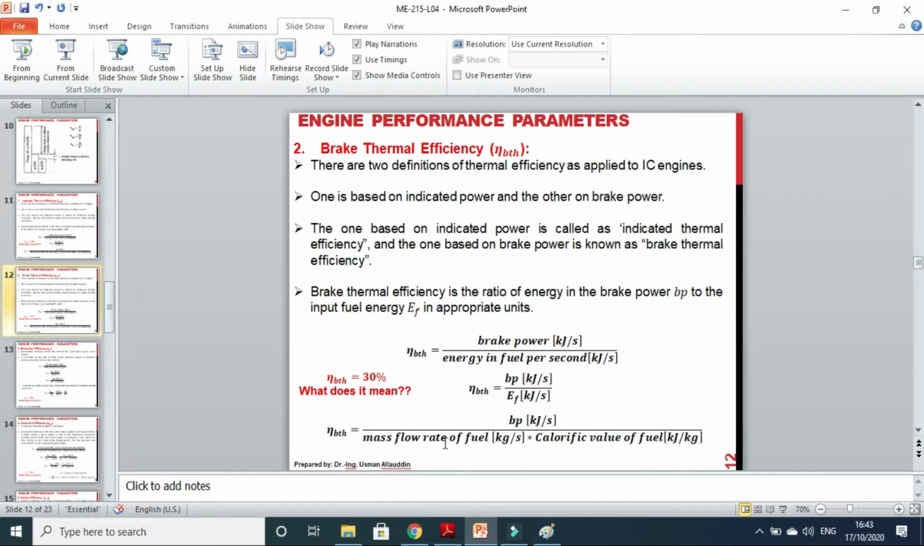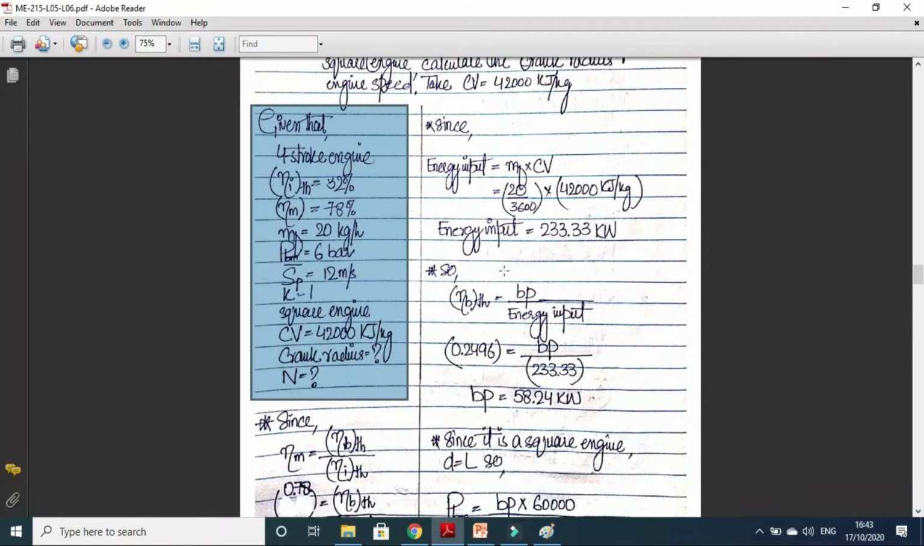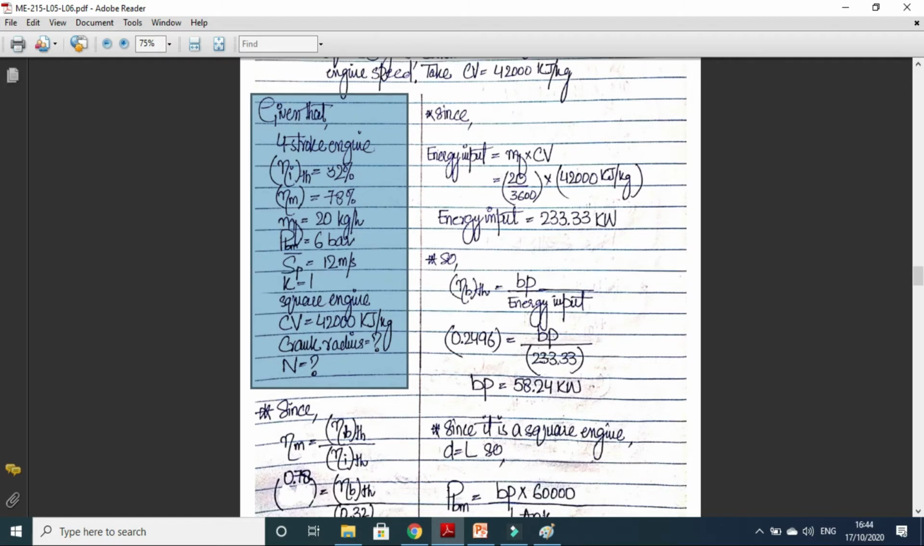Energy of the fuel can be found by multiplying the mass flow rate with the calorific value. Calorific value is given, mass flow rate of the fuel is also given. So mass flow rate of the fuel is 20 kilogram per hour. So you need to divide it by 3600, multiply by 42,000 kilojoule per kilogram. So this is the energy of the fuel. So now you know the brake thermal efficiency, you know the energy of the fuel. So brake power will come out to be 58.24 kilowatt.